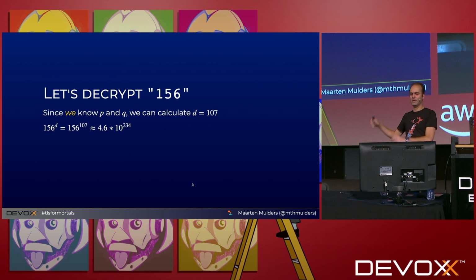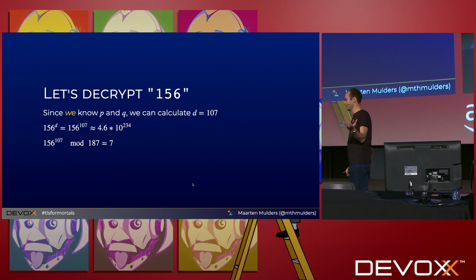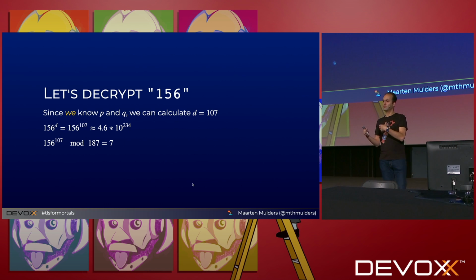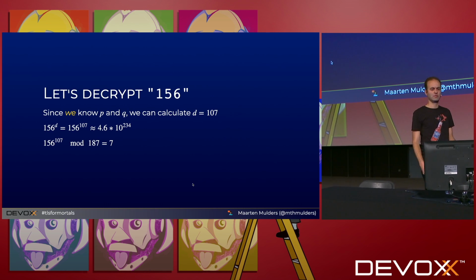It's approximately that number. It's very big, but we don't care, because the next thing we're going to do is divide it by 187 and see what the modulo is of that, which is 7. That's magic, because 7 was our input number, which was the letter G. So by doing these steps, we can transform our input, the number 7, to a ciphertext, which is 156, and using the private key data, we can go back to our input, which is the number 7.